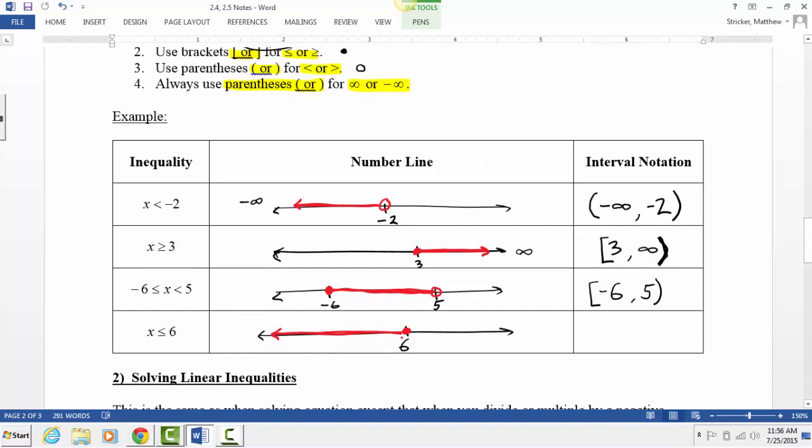So on the last one here, this is going out to negative infinity. Moving left to right, it's negative infinity to 6. It's a terrible looking negative infinity. Negative infinity to 6. Always use parentheses on the infinity, and because that's a closed circle, this is a bracket. So that's interval notation.